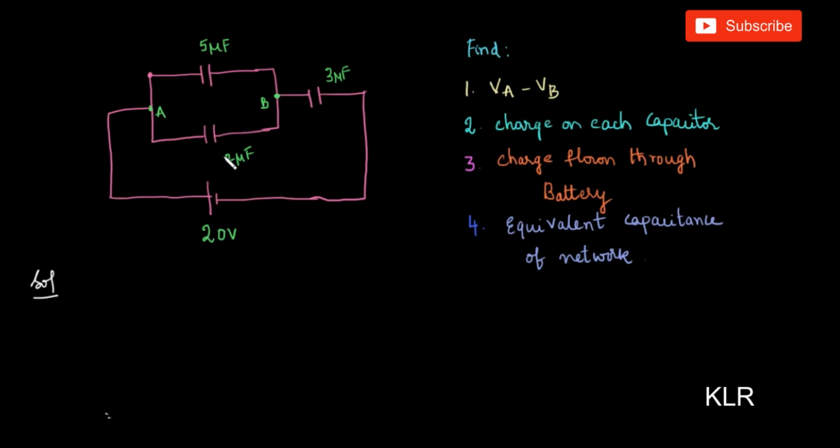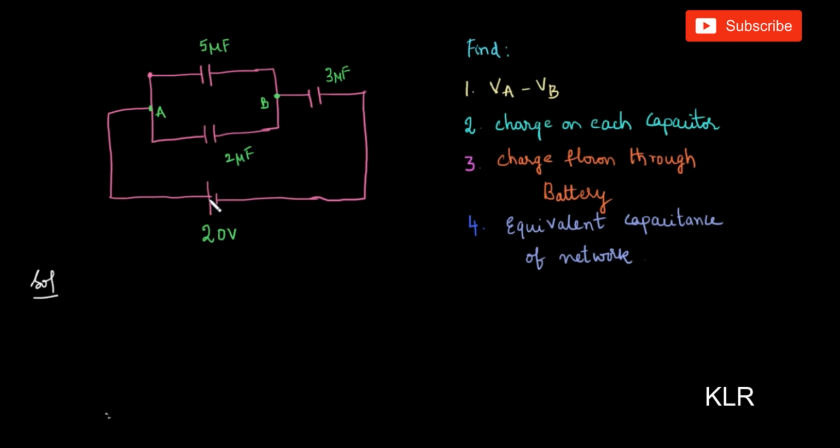VA minus VB we need to calculate, the charge on each capacitor we need to calculate, the charge flown through the battery we need to calculate, and the equivalent capacitance of the network. First, we will calculate VA minus VB, the potential difference between VA and VB. First of all, assign the potentials.